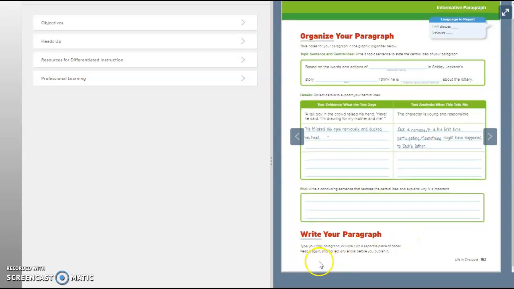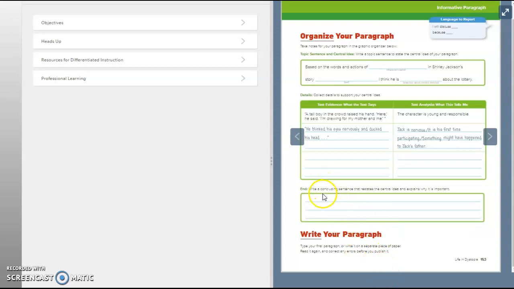Then you're going to type your final paragraph or write it on a separate piece of paper. Read it again and correct any errors before you publish it. For today, what I'd like you to do is just write it down, or go into a Word document. I'm not going to have you turn them in yet.